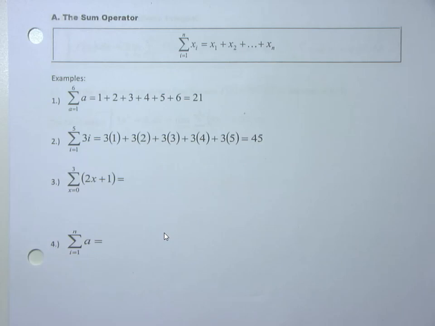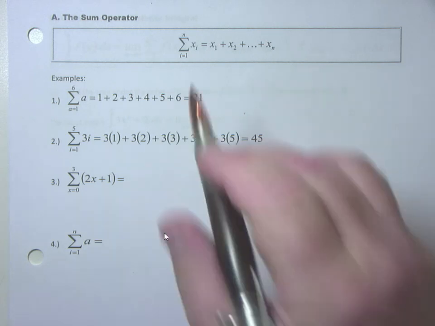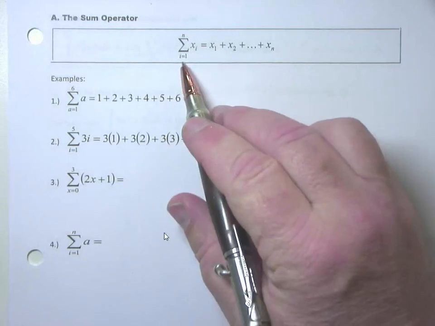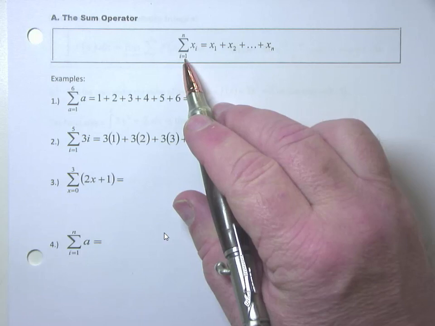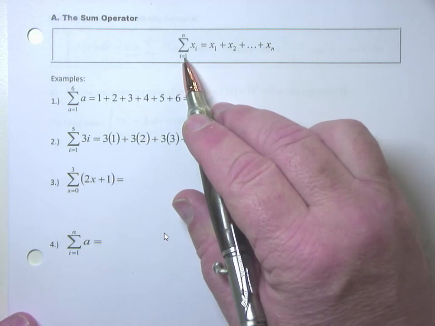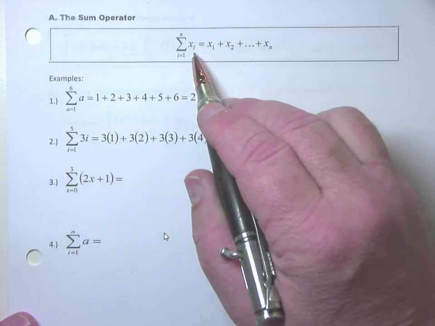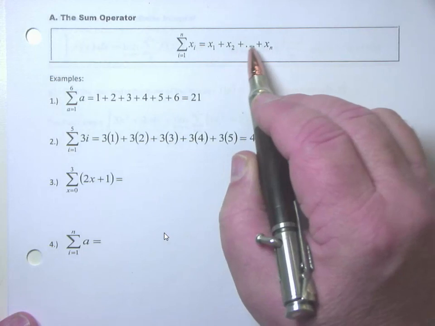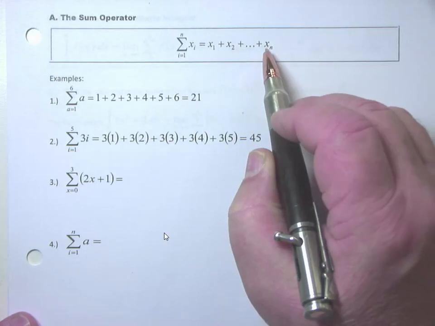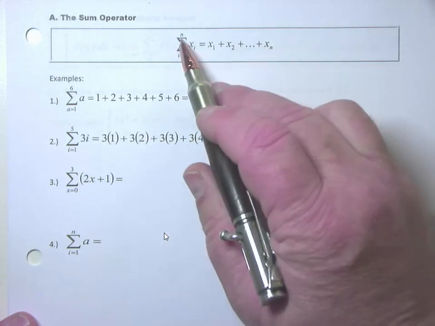So we're going to be analyzing the sum operator. I'm taking the sum as i goes from 1 to n of x_i. That means when I plug into the summation, I replace i with a 1, okay? And so when I do that, i goes from 1 to be x1, plus replace i with 2, x2, plus dot, dot, dot, plus replace n with the last one, xn.